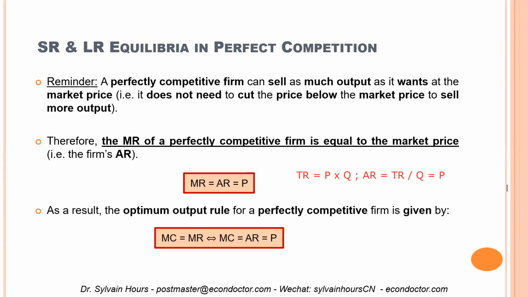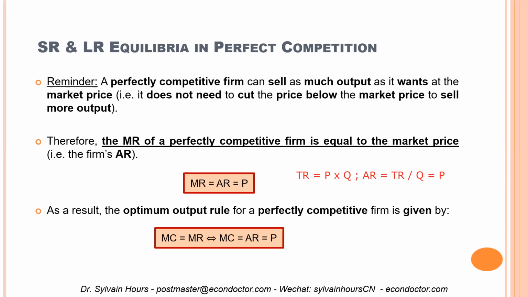I think you know that. The average revenue is just the price at which you sell your product. And the marginal revenue is the change in total revenue when you sell one more unit. And remember that in perfect competition, you do not need to cut the price to sell more output, which means that if you want to sell one more unit, you do not need to decrease the price.